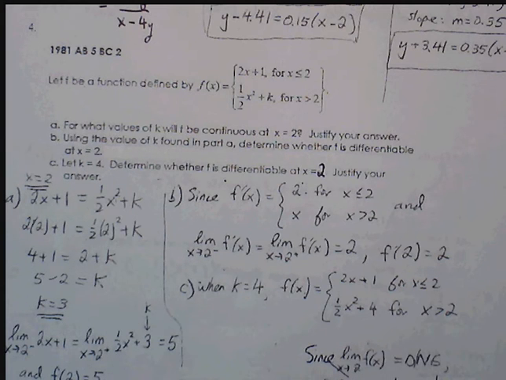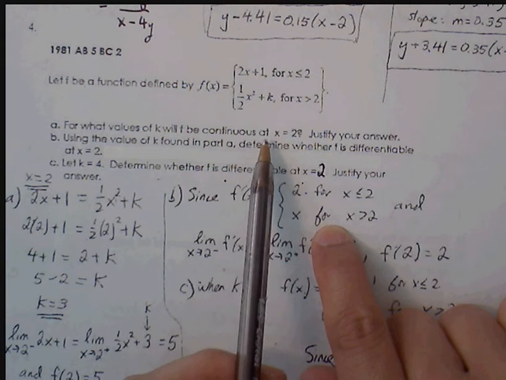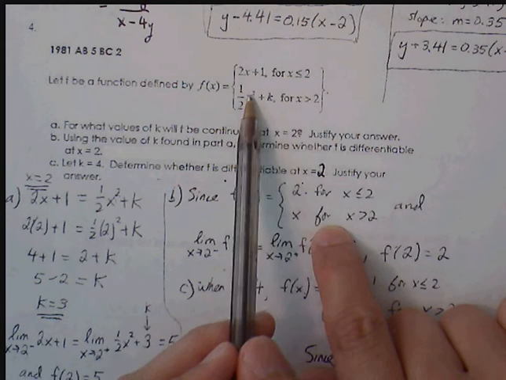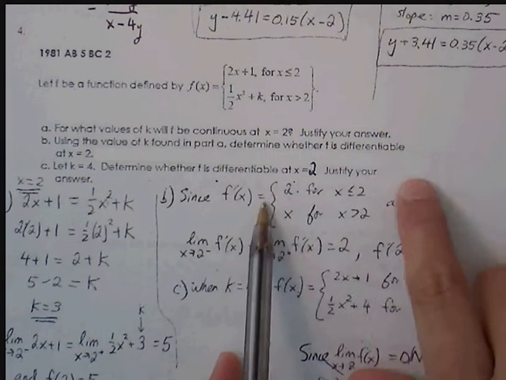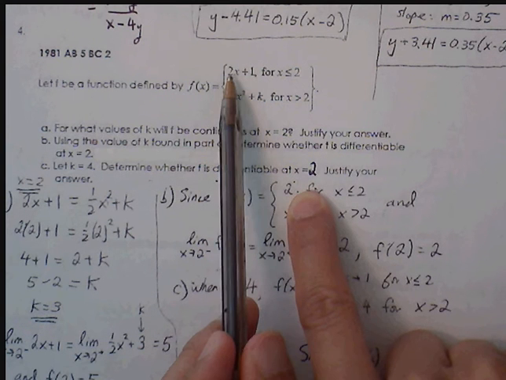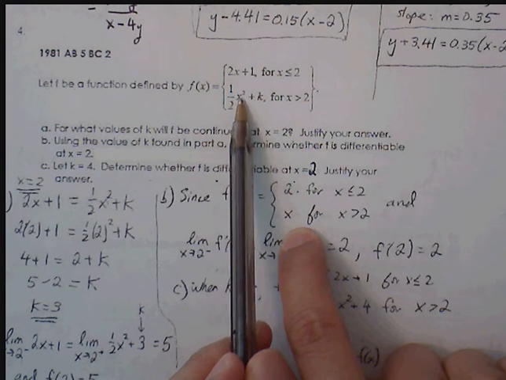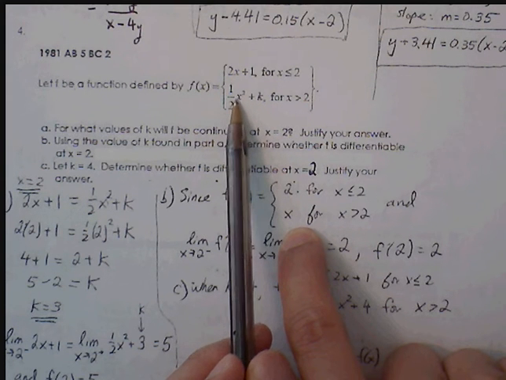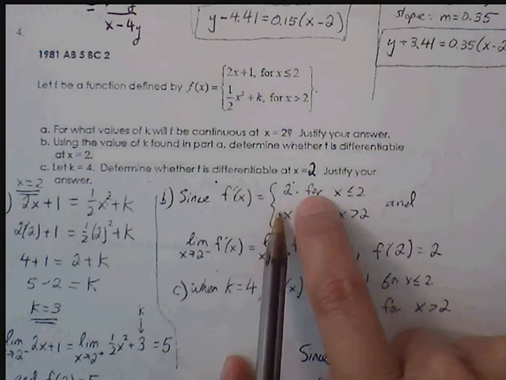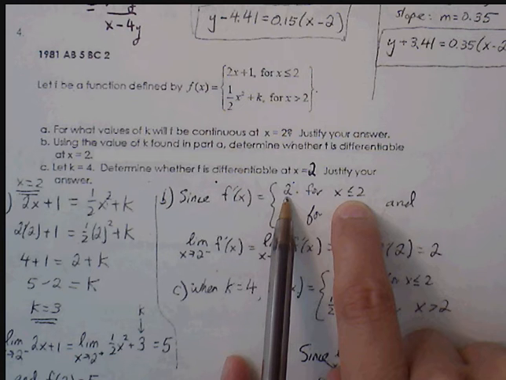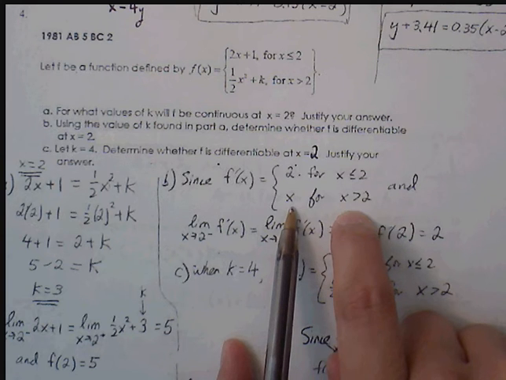So what we're going to do is find the derivative for both of these equations, and then evaluate the limit as x approaches 2 for these derivatives and see if both branches arrive at the same slope. Let's find the derivative for the first piece. For 2x plus 1, the derivative becomes 2. The derivative for 1/2 x squared becomes 1/2 times 2x, which is just x, plus, and k is a constant, so that goes to 0. So here we have our derivative: 2 when x is less than 2, and x when x is greater than 2.